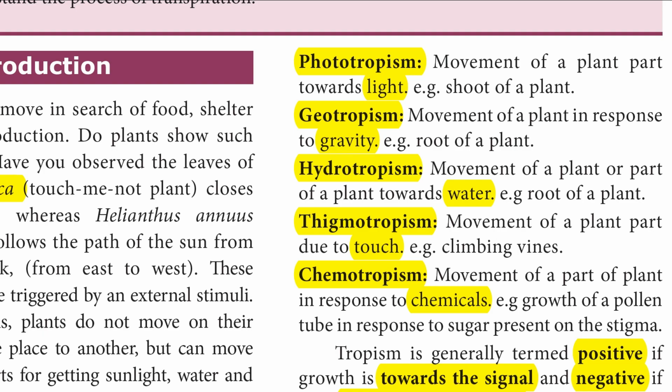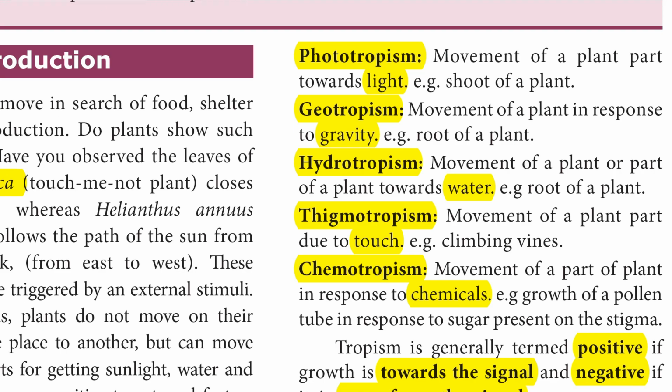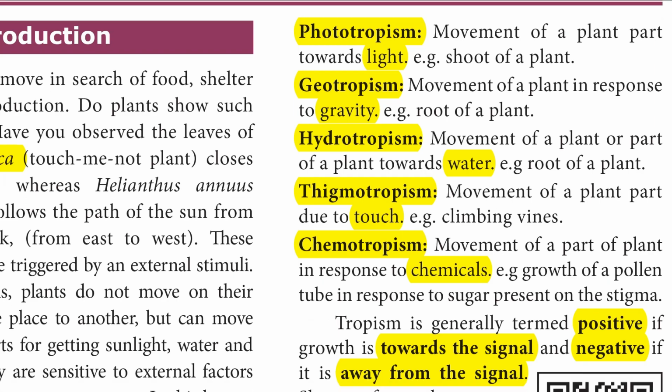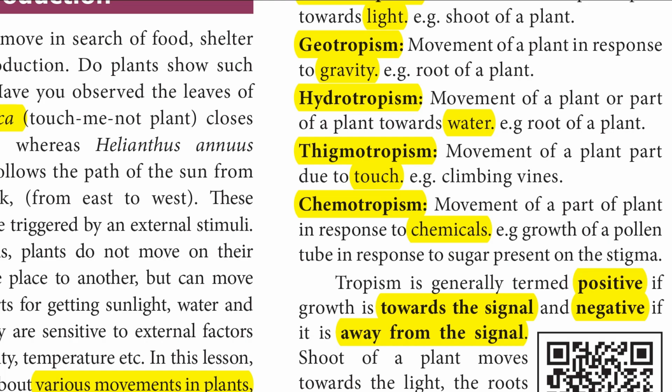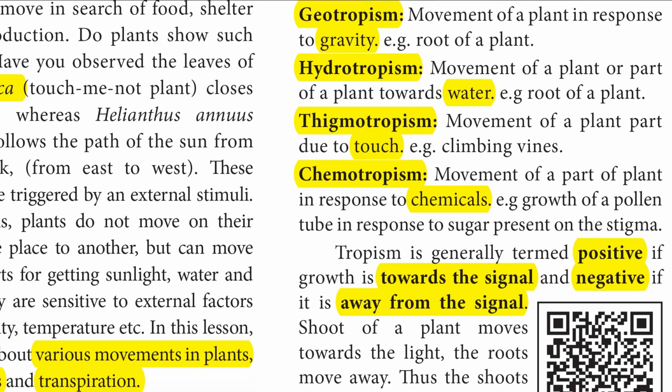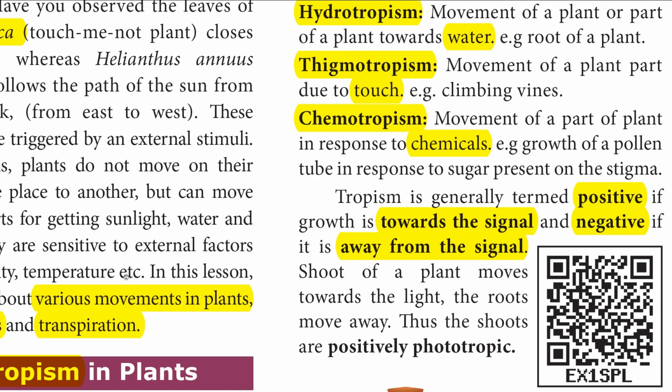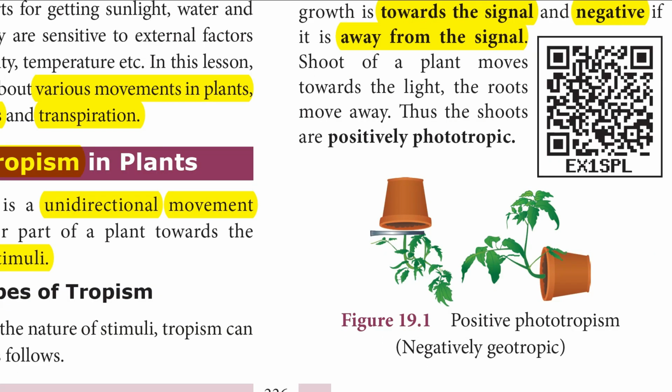Tropism is generally termed as positive or negative. If the plant part grows towards the signal, then it is positive. If it grows away from the signal, then it is a negative tropic movement. The shoot of the plant moves towards the light, and so it is called positively phototropic. And the shoot of the plant grows away from the soil, and so it is called negatively geotropic. So here you can see the shoot of the plant grows towards the light, positively phototropic, but it is negatively geotropic because it grows away from the gravitational force.